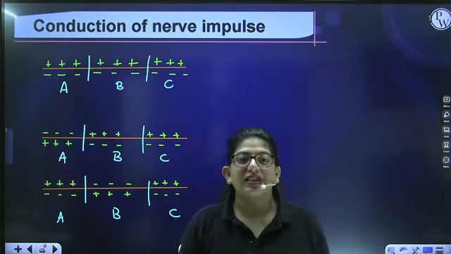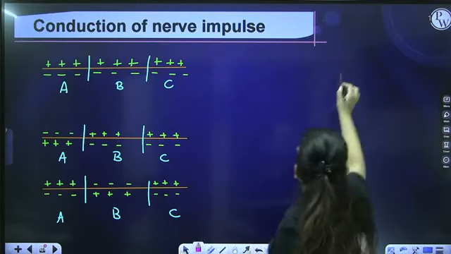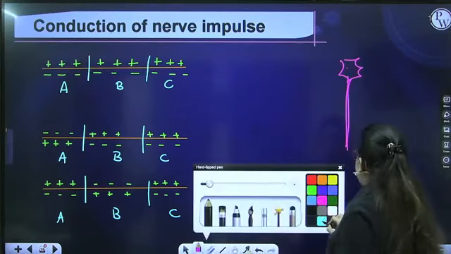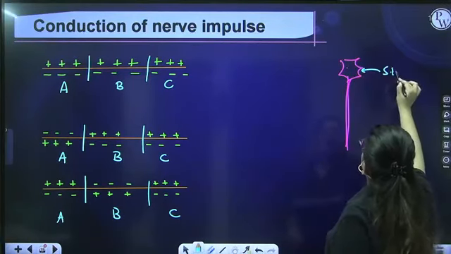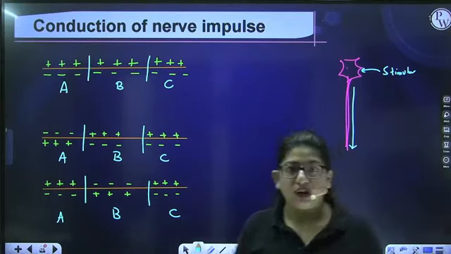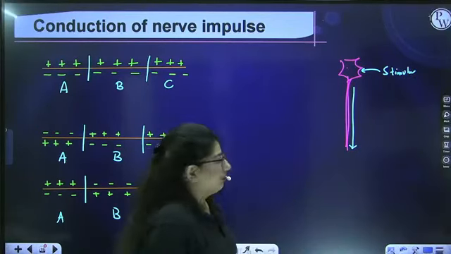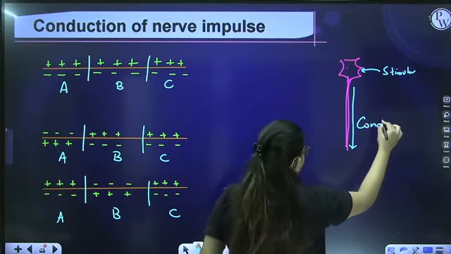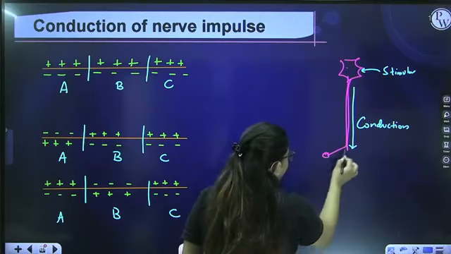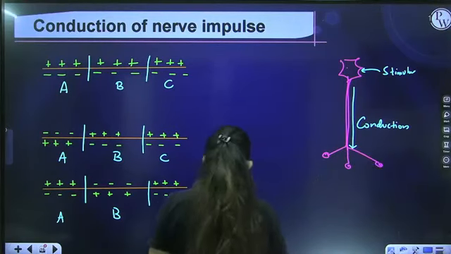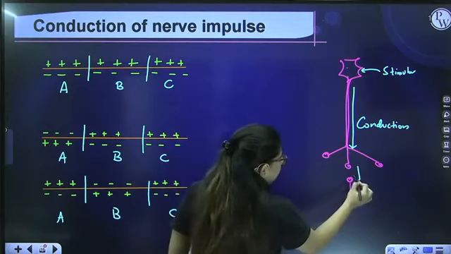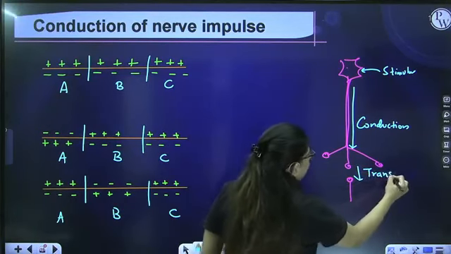Or we can say, for example, if I say this is one neuron, imagine the stimulus has arrived here, then how does it move towards the entire neuron? That is your conduction. Now, this neuron will end at these nodes. Now, how it moves from one neuron to another, you call this transmission.